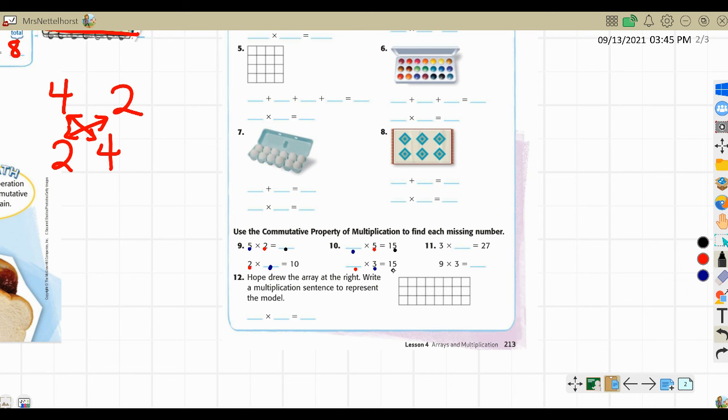Okay, and number 11, I have a 3 in this one and a 3 in this one. I have a 9 in this one. I don't have a 9 in this one. And this one says it's equal to 27. I wonder if that one is too. Okay, Hope drew the array at the right. Write a multiplication sentence to represent the model. So you're just going to write a multiplication sentence that shows how many rows, the items in each row, and the total. Okay, and that's what you have to do today for math.